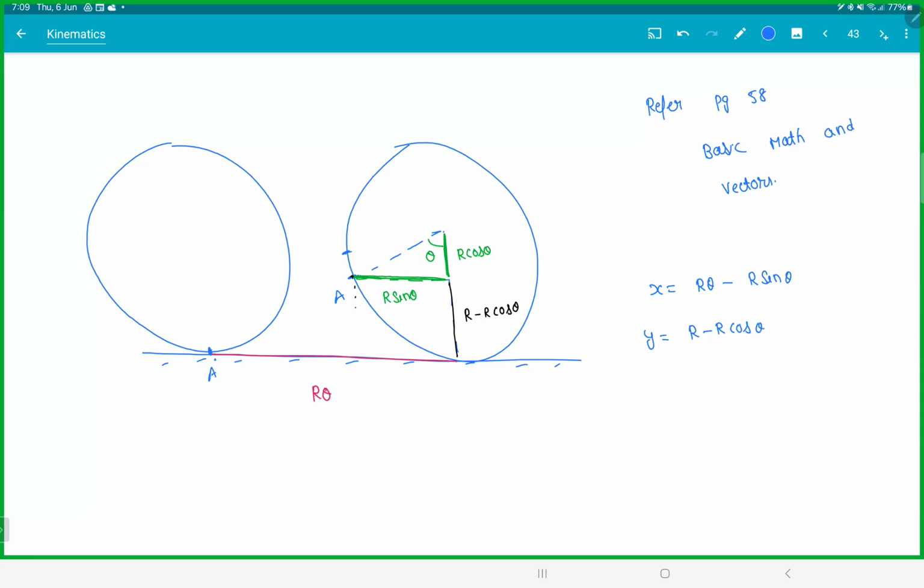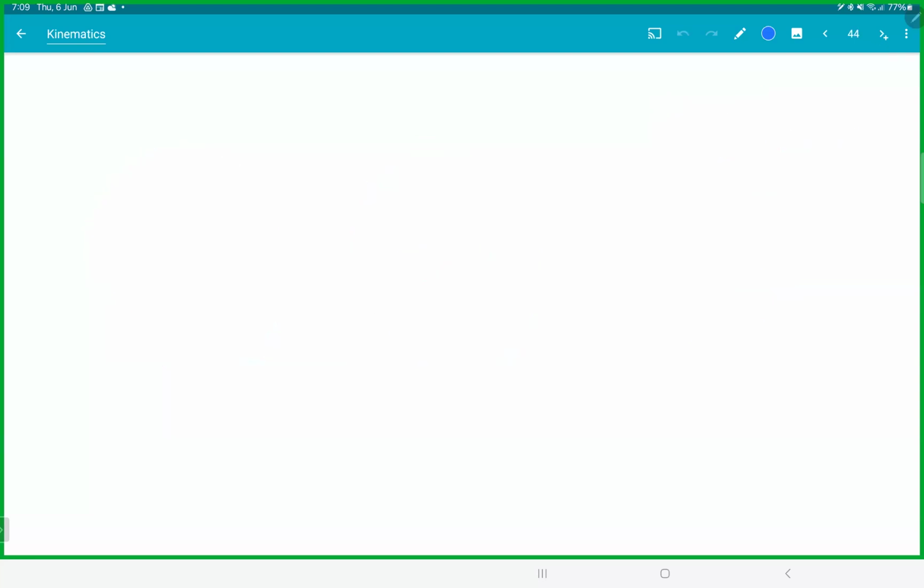Is this clear, everyone? This we have done in vectors, the coordinates. All got this? Others, do keep your cams on. Great. Next thing. So we have x is r into theta minus sine theta. y is r into 1 minus cos theta.